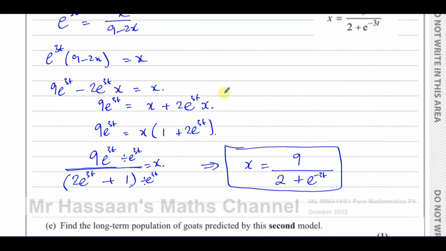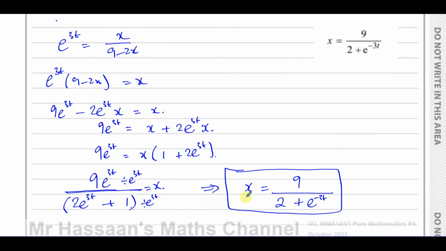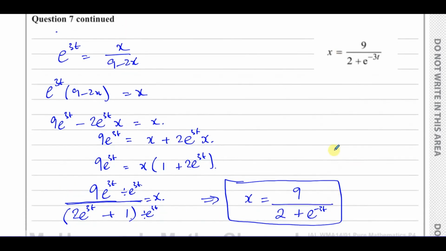Okay, so that's how we do that question. So that's how we can solve that differential equation that we were asked to solve. It's a bit long-winded, but we got there in the end. This is a little trick at the end that will help you. So there's the answer to part D.